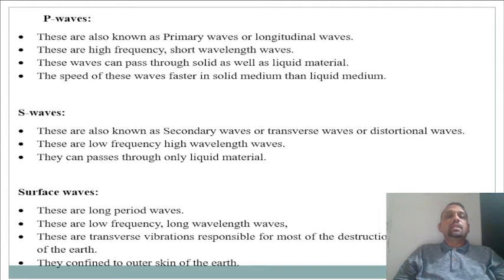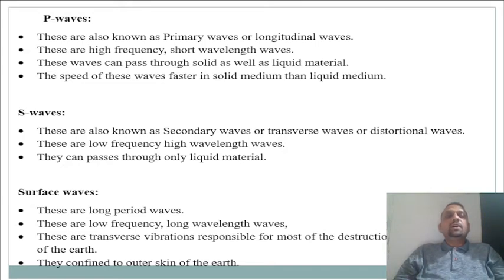S waves are also known as secondary waves, transverse waves, or distortional waves. These are low frequency but high wavelength waves. They can pass through only liquid material. Last, surface waves. These are long period waves. These are low frequency, long wavelength waves. These are transverse vibrations responsible for most of the destruction on the surface of the Earth. They are confined to the outer skin of the Earth.